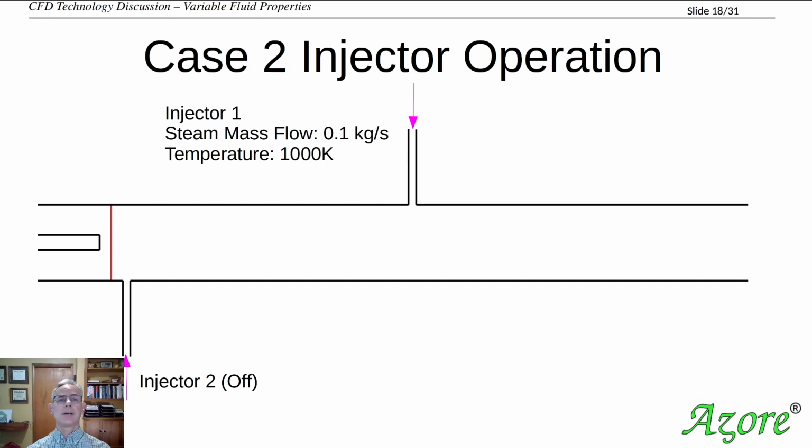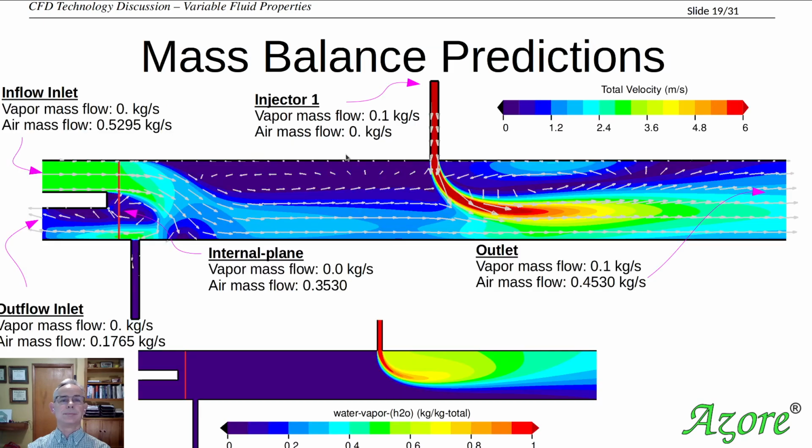Now let's look at a little bit more interesting system. Here we're going to inject some steam in on this surface at a high temperature, 1000 degrees K and 0.1 kilograms per second, and let's see how that changes our system. You can see over on this side we have no mass of our steam coming in, but we have the same mass flow rate of air coming in here. We have no mass of vapor coming out here and the same mass flow. So the energy and mass balance on this side of our system has remained the same.